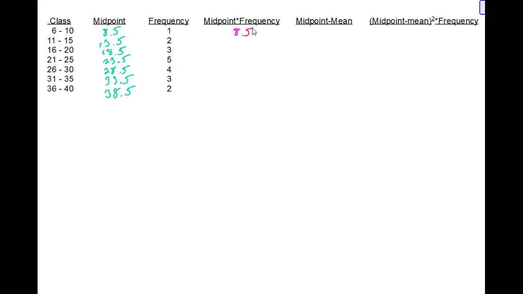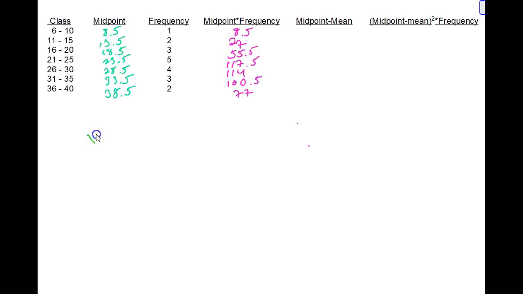13.5 times 2 will give me 27. 18.5 times 3 will give me 55.5. 23.5 times 5 will give me a 117.5. 28.5 times 4 will give me a 114. 33.5 times 3 will give me a 100.5. 38.5 times 2 will give me 77.